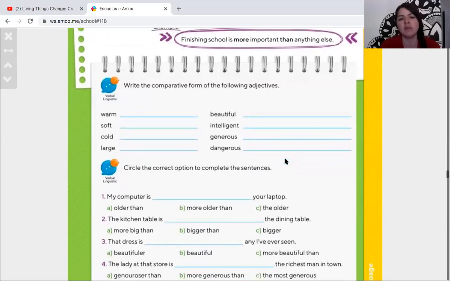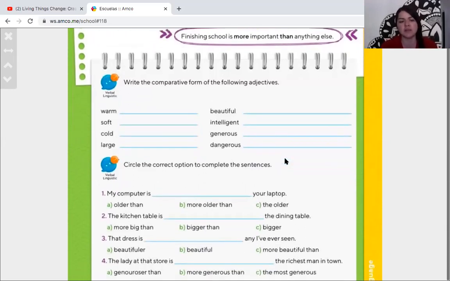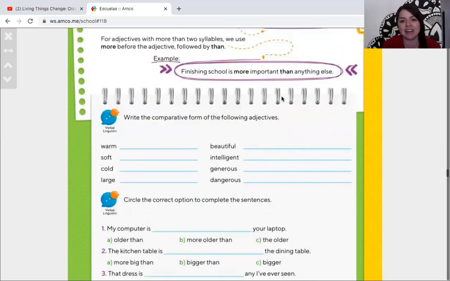Okay. Write the comparative form of the following adjectives. And these are the adjectives that you need to convert to comparative, okay? Warm, how would it be? Warmer. And beautiful, well, we already saw it. More beautiful than. You always need to write than. If you convert this to comparative, for example, warmer, but you don't write than, I cannot mark it as correct, okay? You must write the word than.